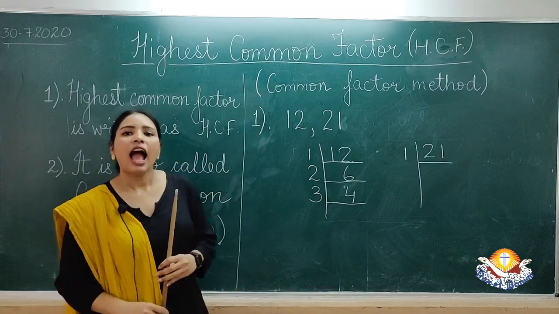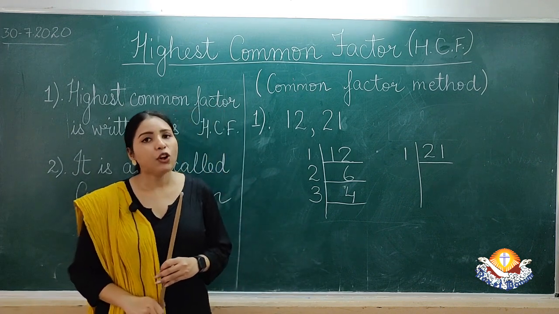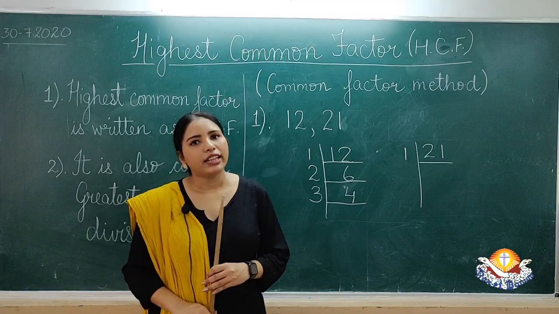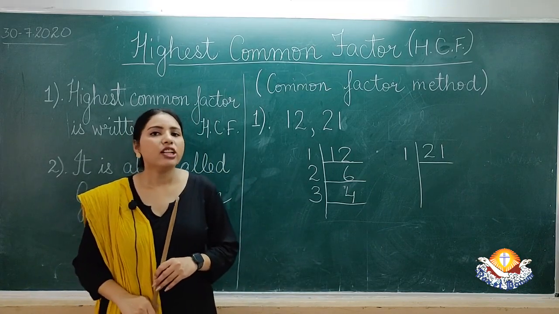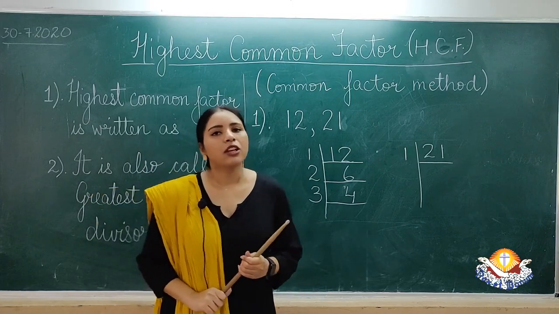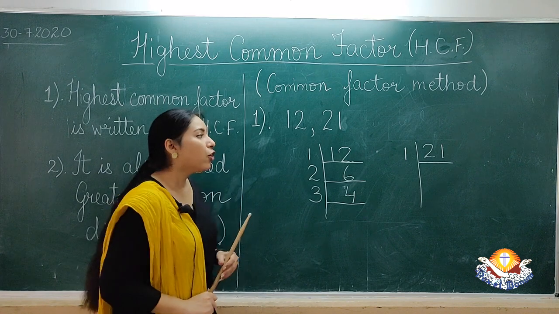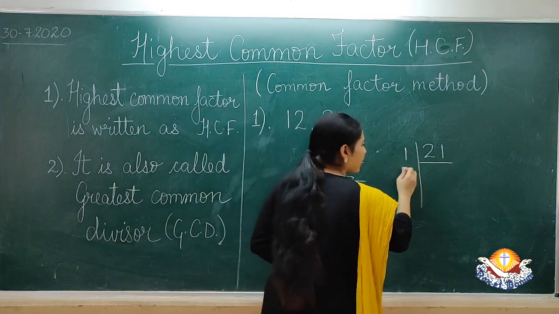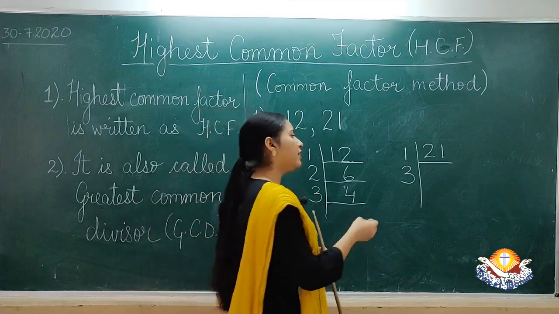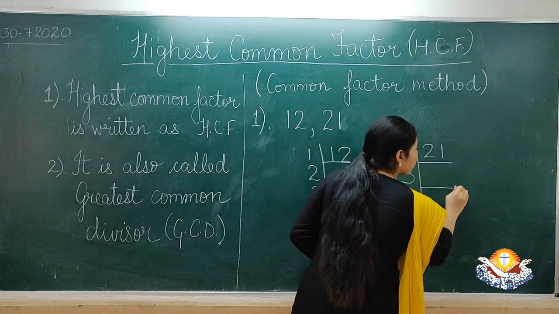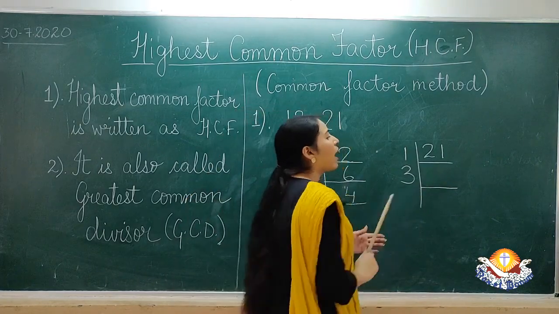Now children, as we have learned the tables from 2 to 20, we know that 21 comes in the table of 3 straight away and not in the table of 2. So we are going to skip the number 2 and we are going to write the number 3 over here on the left hand side. And 3 7s is 21. So we write 7 here on the right hand side.